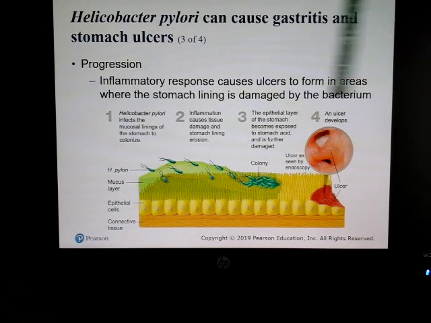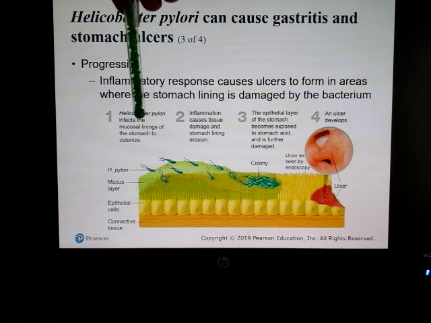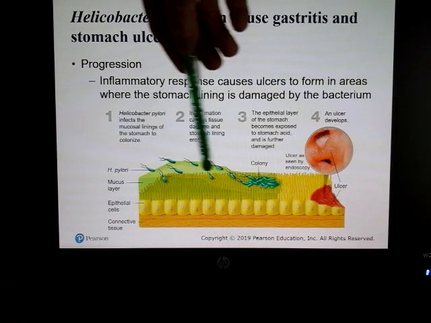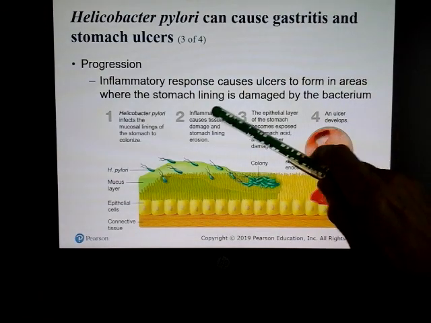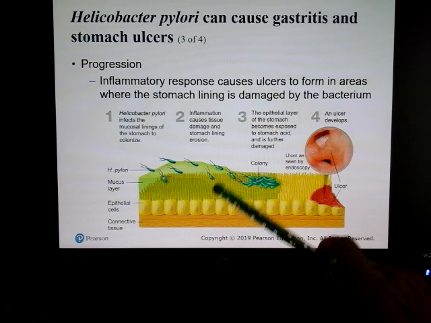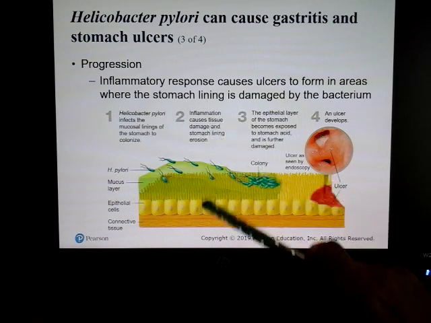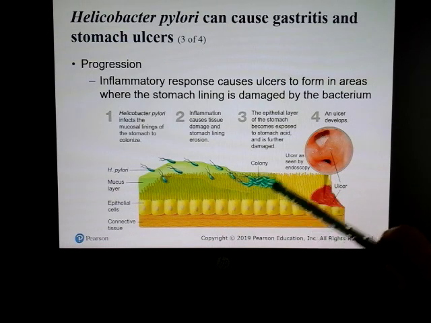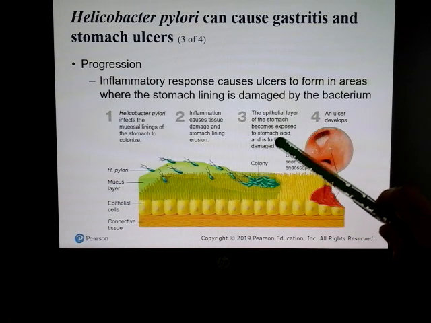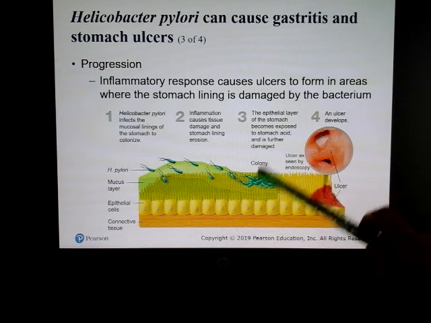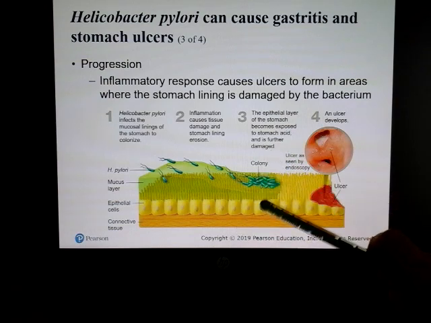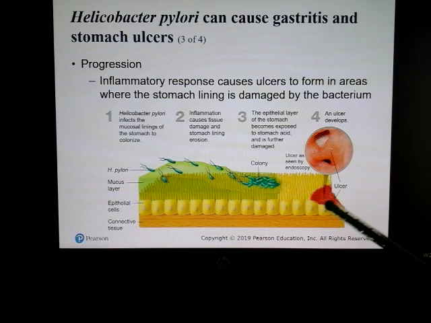So what happens, guys, is the Helicobacter pylori will infect the mucosal lining of the stomach, and it starts to colonize. Then that causes inflammation, guys, and then you get tissue damage and the stomach lining starts to erode. Now, as that epithelial layer erodes, we get the stomach acid that's starting to hit the cells down here, and eventually, as you can see over here, you've got an ulcer that formed as a result.